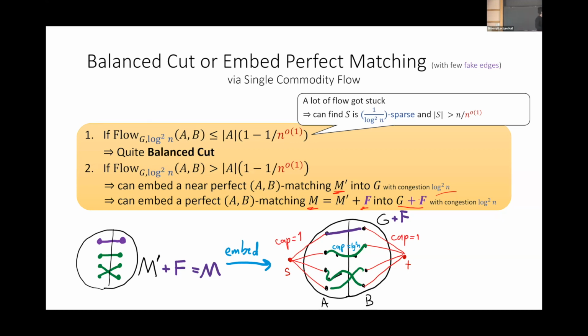Why am I doing this? Because in the cut matching game, at least, we are talking about perfect matching.